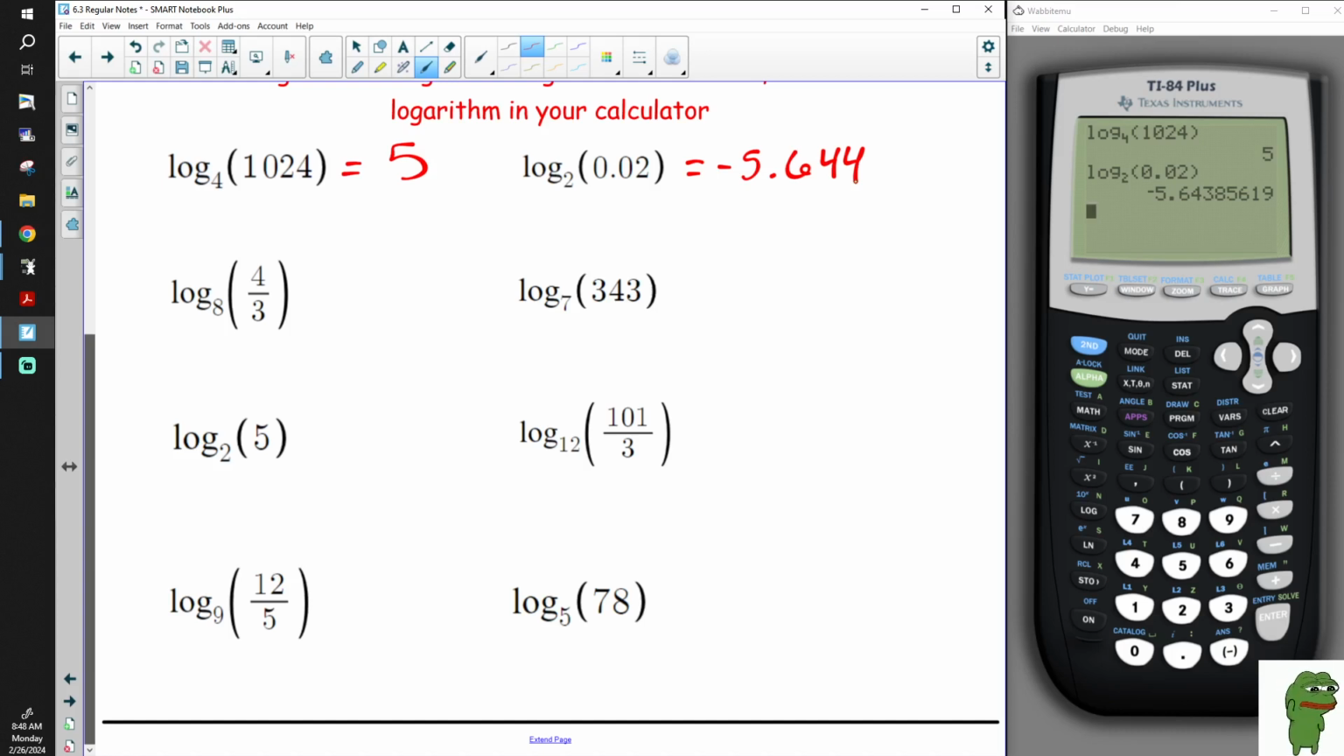Logs find exponents. That's the most important thing you could learn today. They're finding the mystery exponents. What exponent gives us the inside number?